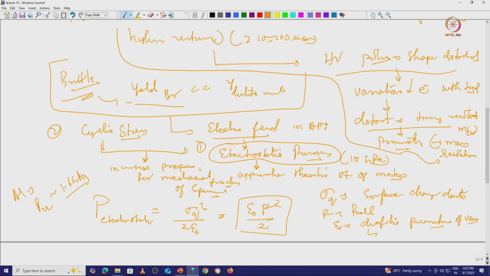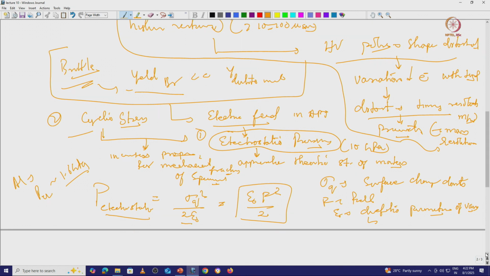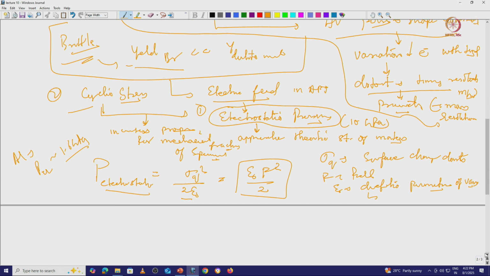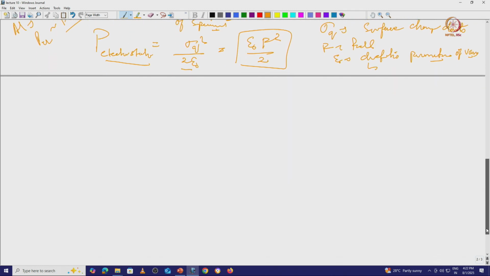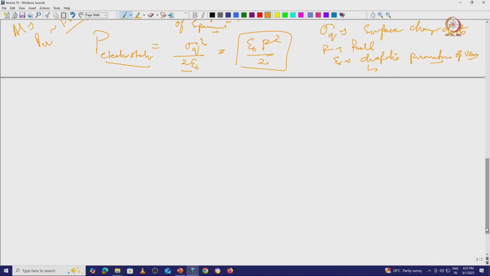Even if it is conductive, for brittle material the yield is much lower than for ductile material. With HV pulsing, both cyclic stress and electrostatic pressure are induced on the tip surface, and this electrostatic pressure is given by sigma q square by 2 epsilon naught. So for insulators or semiconductors, for less conductive applications, we use laser pulsing.